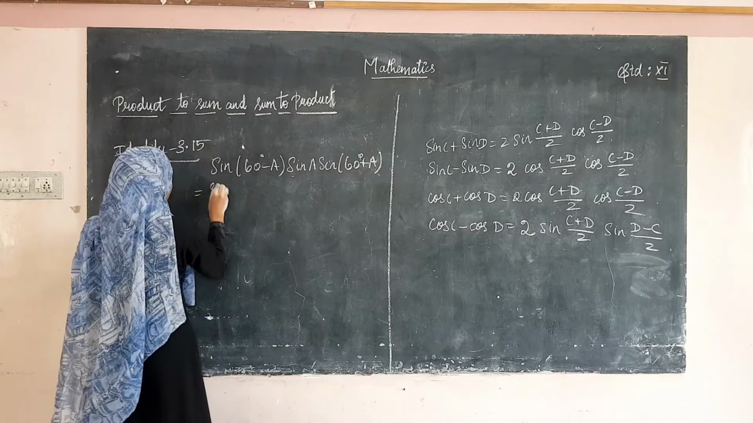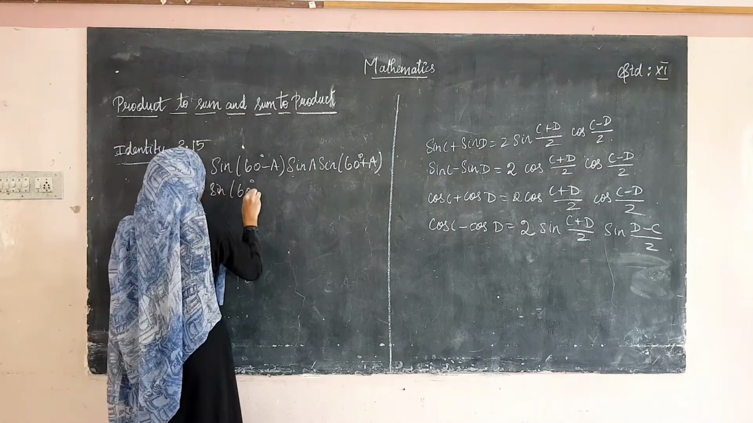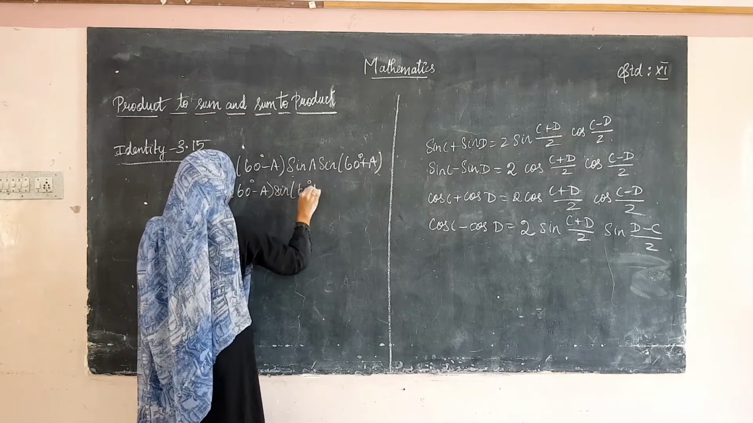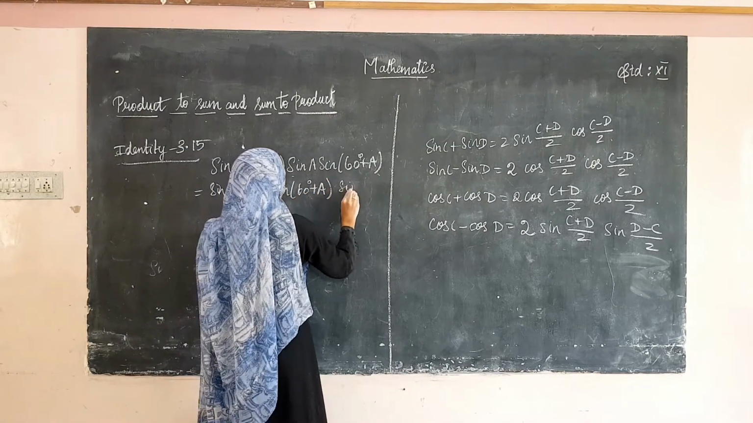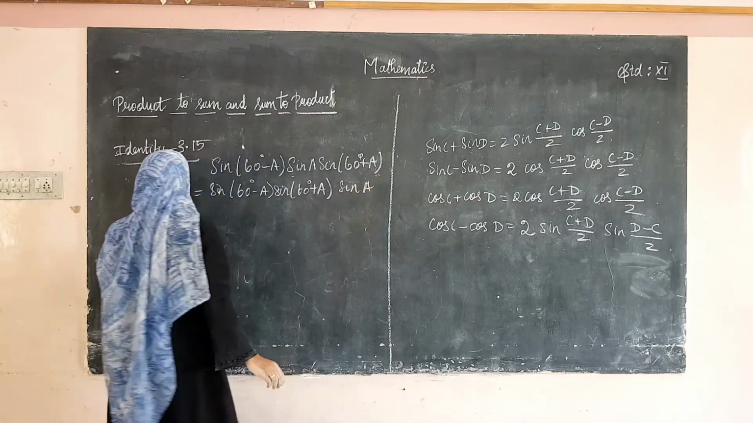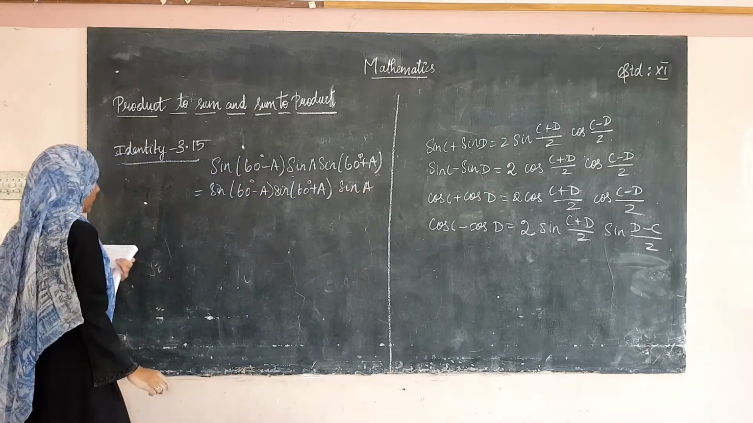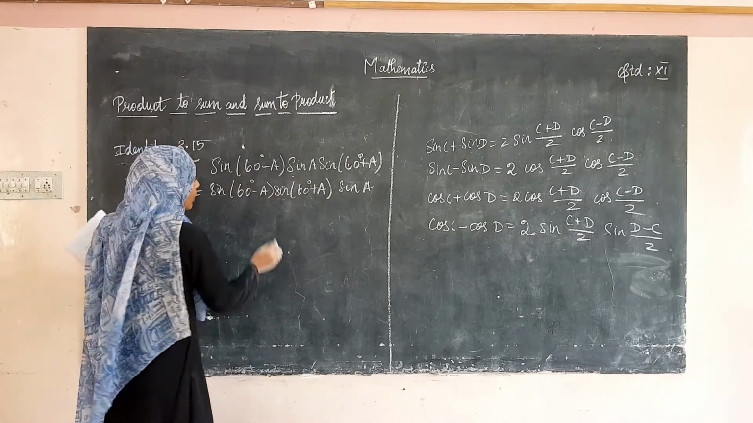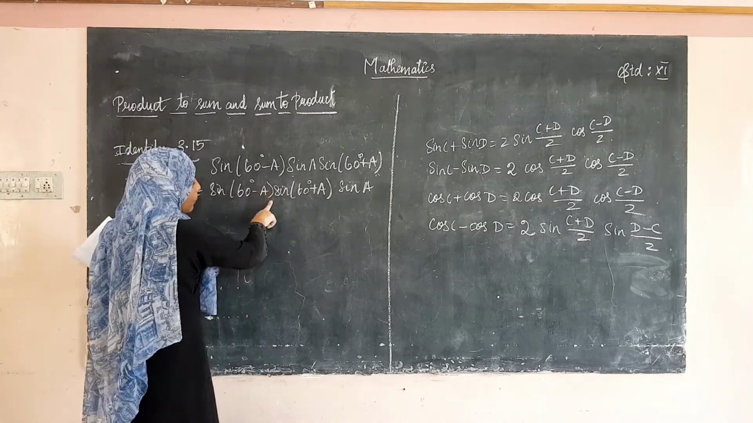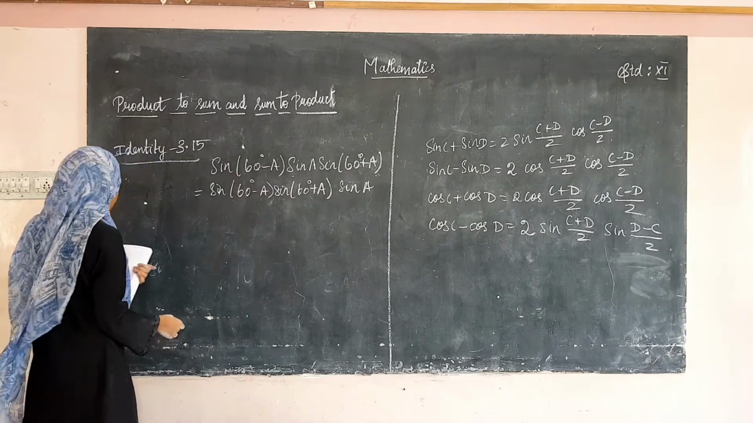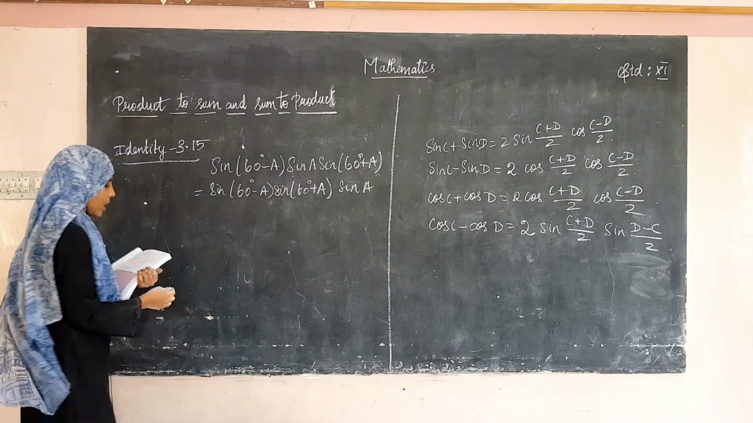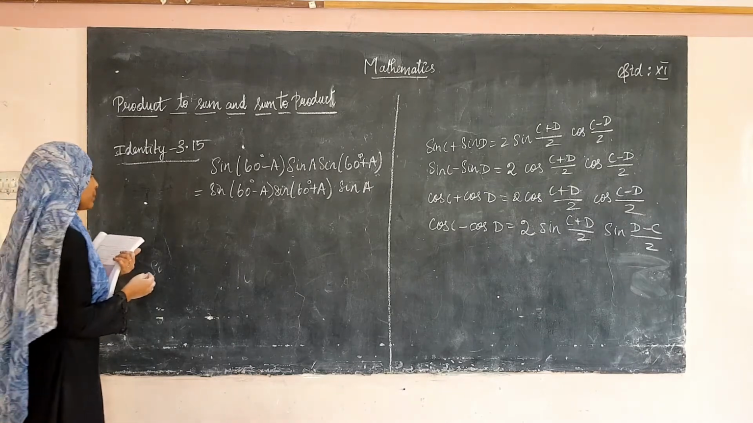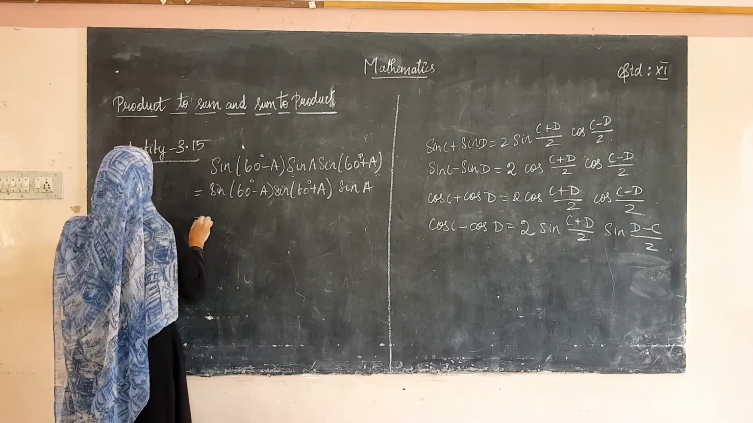Okay, so this can be written as sin(60° − A) sin(60° + A) and then sin A. See here, this is in the format of sin A sin B, right? So we are going to change this product to a sum using the formula. Sin A sin B, what's the formula? Sin A sin B is equal to 1 by 2 into [cos(A−B) − cos(A+B)].